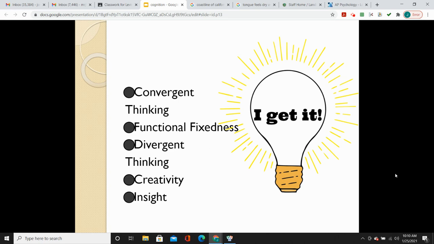When we come up with a novel solution or a new solution to a problem that we need to solve, we have creativity. And that moment in which we've developed that novel solution, where all of a sudden it just gets into our head and we're like, that's it, I know it, that's our moment of insight.